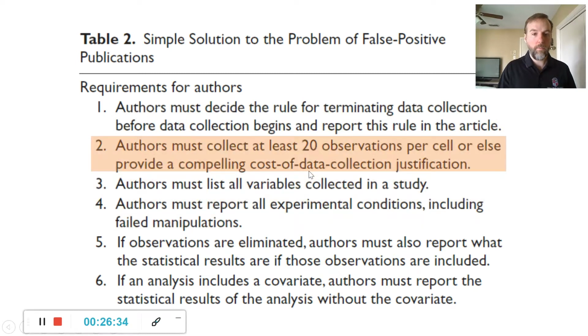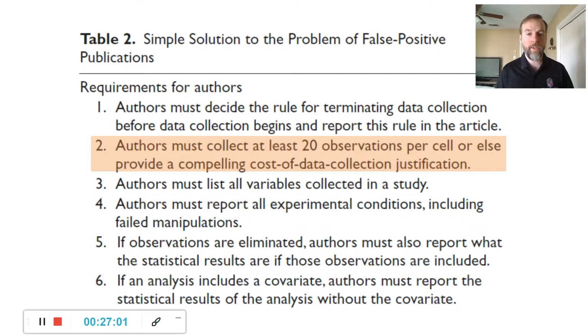So next up, they suggest that authors should collect at least 20 observations per cell. So if you're doing a between group comparison with 2 groups, you should have 20 participants in each group. And the reason they suggest 20 is because with less than 20 participants, to find something significant, it's probably going to have a large, or maybe even more likely a very large effect size.